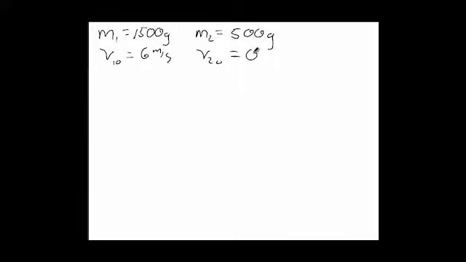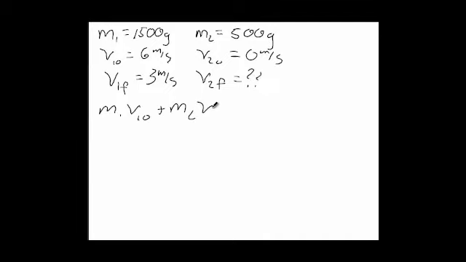Now let us calculate the speed of cart 2 after the collision. Cart 1 has 1,500 grams. Cart 2 has 500 grams. The original speed of cart 1 will be set at 6 meters per second, and cart 2 is stationary originally. Let us assume that the final speed of cart 1 is 3 meters per second. What is the final speed of cart 2?